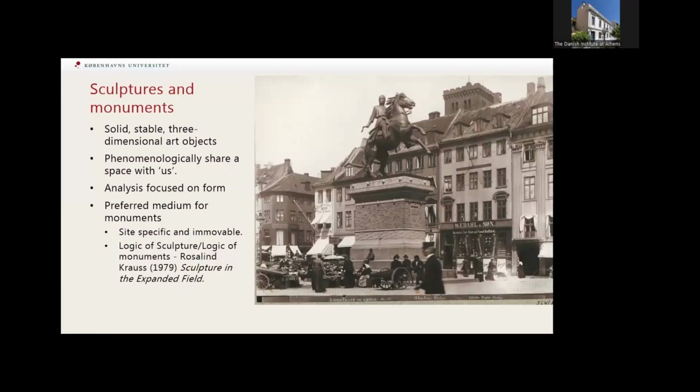A central point to this perception of sculpture is that for centuries they have been one of the preferred mediums for monuments, and consequently the concept of statuesque sculpture is perceived to be not only stable, but also site-specific, resistant to change, and immovable. A domineering logic established by art historian Rosalind Krauss in her seminal 1979 article, Sculpture in the Expanded Field, which connects the logic of sculpture with the logic of monuments, and essentially established an academic view that the logic of sculptures is that they are static.